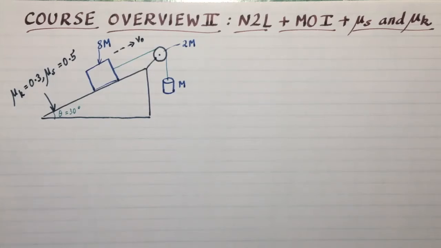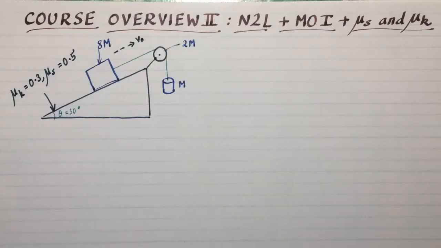Free body diagrams played a big role in University Physics 1. So for this course overview problem, I thought I'd choose an incline that's fixed and rough. It's got a kinetic and a static coefficient of friction. A very heavy block of mass 8m is on it, and attached to it by a string passing over a massive pulley is a cylindrical mass of mass m.